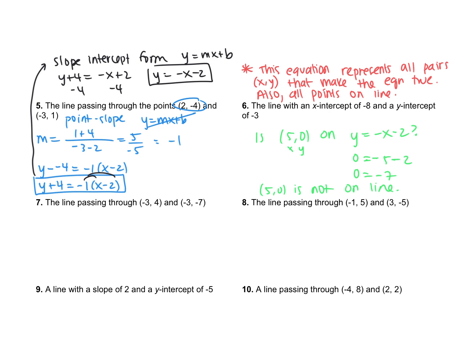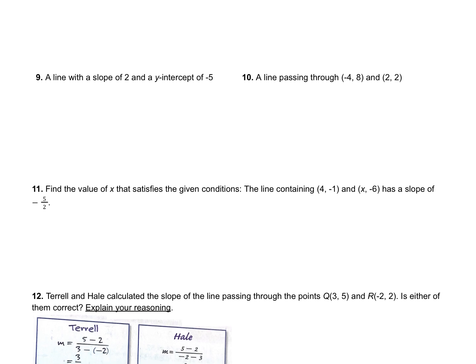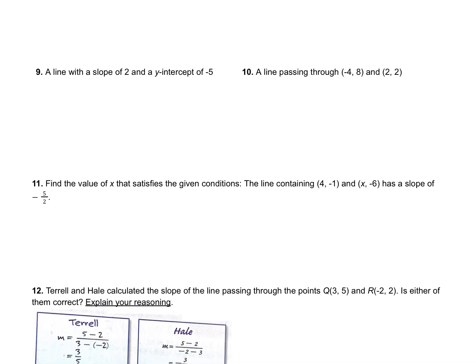I want to do one other problem, and then I'm going to give you all some time to work on this. You with me? Okay. I would like to do 11. Find the value of x that satisfies the given conditions. The line that contains 4, -1, and x, -6 has a slope of -5/2. Okay. Keyword, slope, and we have to find x. So if it is referring to slope, even if we're not sure what to do, we should probably start by setting up the slope between the 2 points that we are given. Zulkarnain, can you please set up the slope between those 2 points?